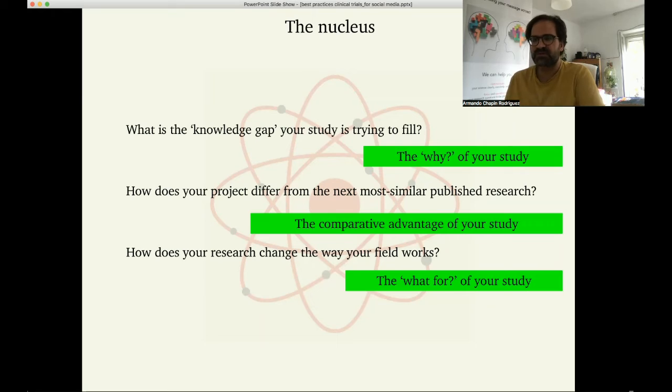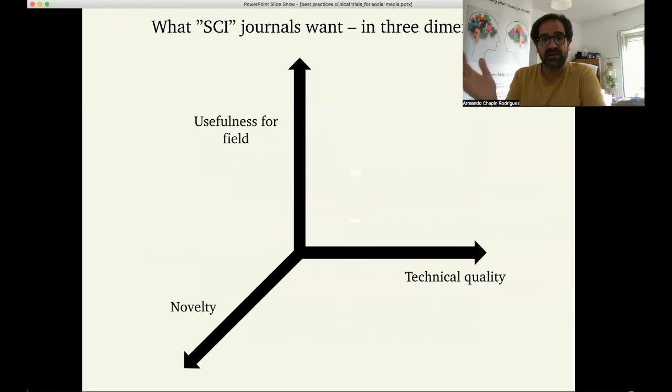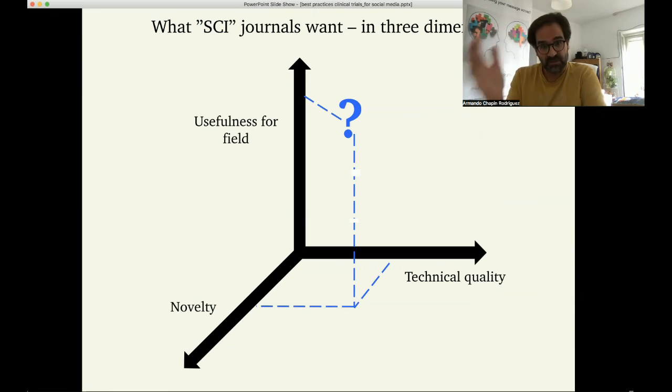How does your study create a before and after in the field? And if it should, because that's what the better studies do. Now, when a journal is trying to consider your trial, I suggest they're looking really in three dimensions. They're trying to figure out where your study sits in terms of usefulness for the field, in terms of novelty, and in terms of technical or methodological quality.